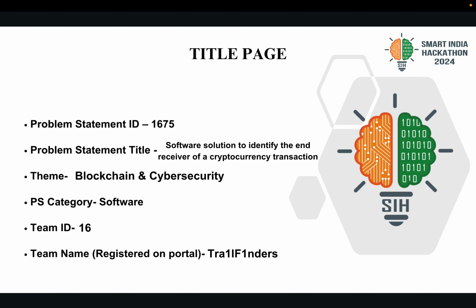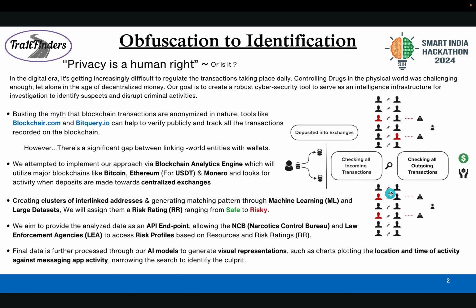Our problem statement ID is 1675 and we are the team Tra1lFinders. We are building in the field of blockchain and cybersecurity. Our goal is to determine the end receiver of a cryptocurrency transaction by performing chain analysis on the publicly available data through blockchain exchanges and differentiate between legitimate usage and criminal activities.